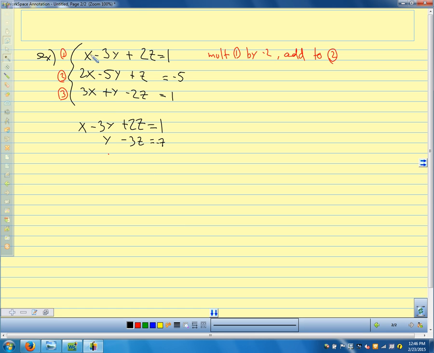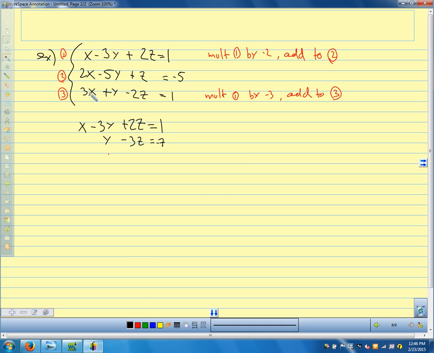What am I going to do for the first and the third equation to get rid of that 3x? Multiply the top one, the first equation, by negative 3. So I'm going to multiply 1 by negative 3, add to 3. And that's going to be my new third equation. I'm going to replace the third equation by whatever I get from that.